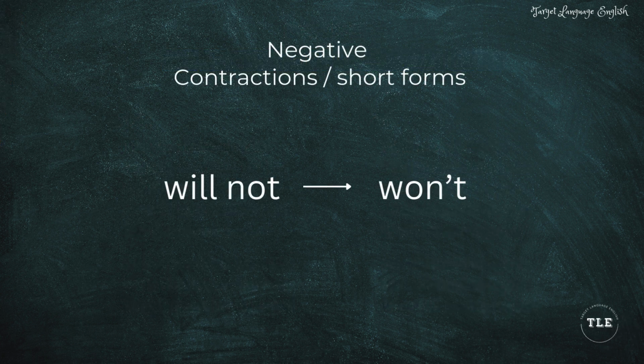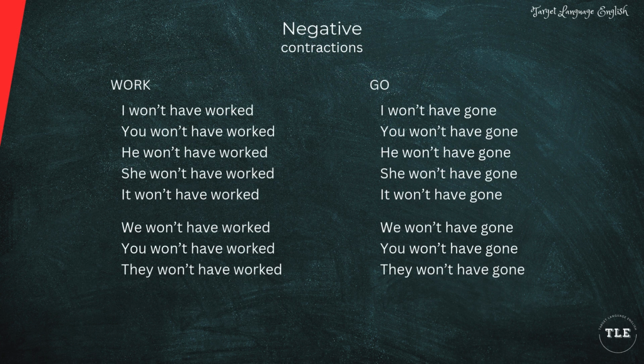We can contract the negative. Will not becomes won't. Work, singular. I won't have worked, you won't have worked, he won't have worked, she won't have worked, it won't have worked. Plural, we won't have worked, you won't have worked, they won't have worked.